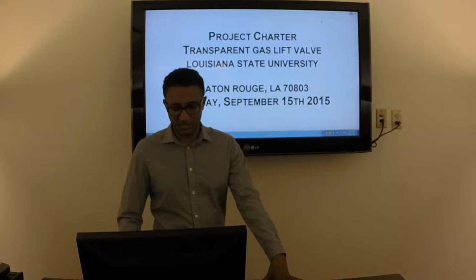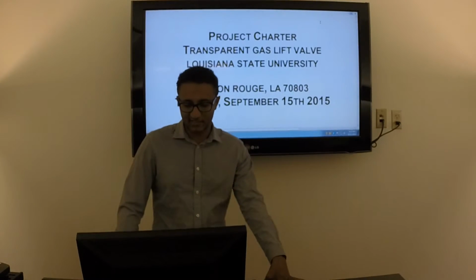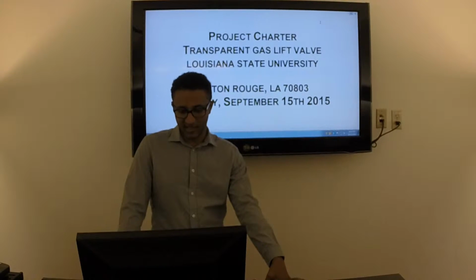Students of the Petroleum Engineering program will be able to receive a visual demonstration of how a gas lift valve operates, its role in the gas lift field operation, and the mechanics of the entire operation. The TGLV model will demonstrate the interaction between the injected gas and the fluids being produced.